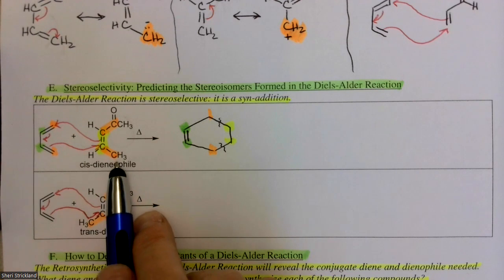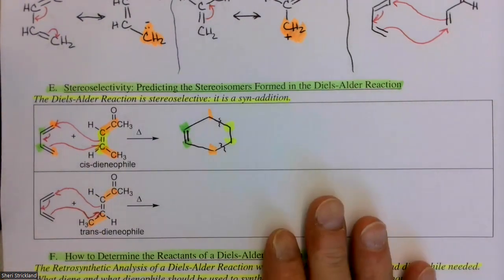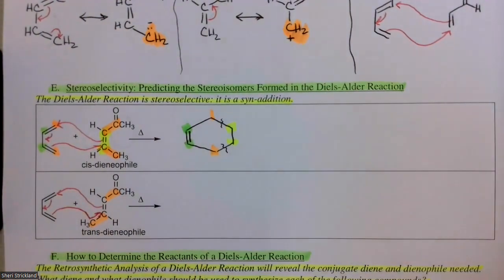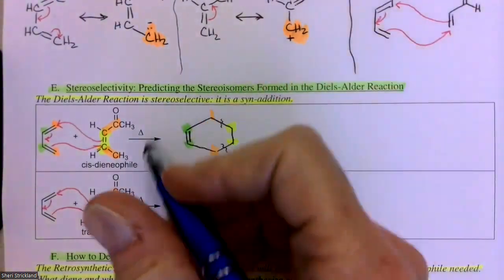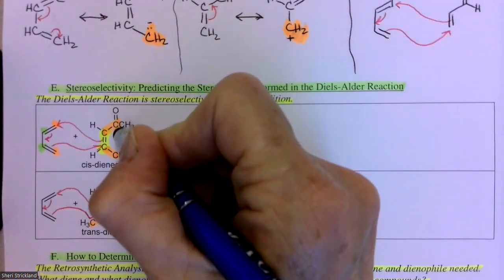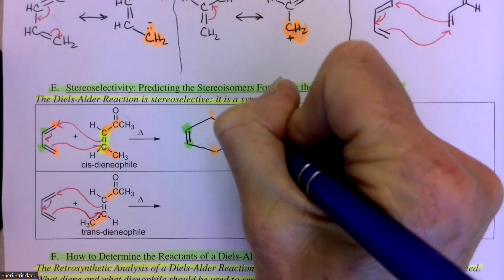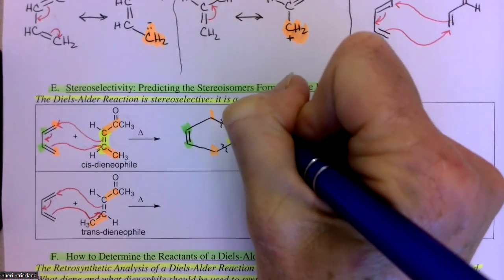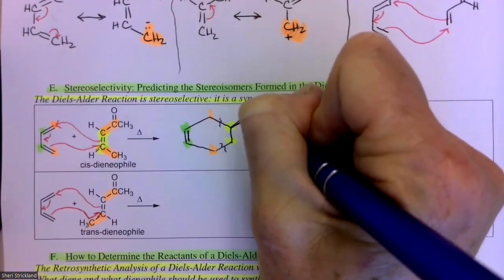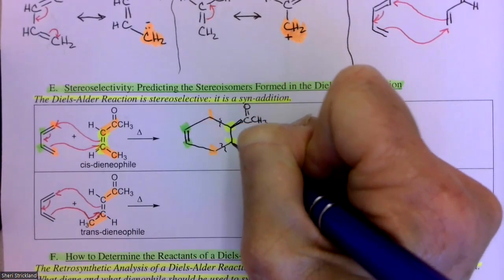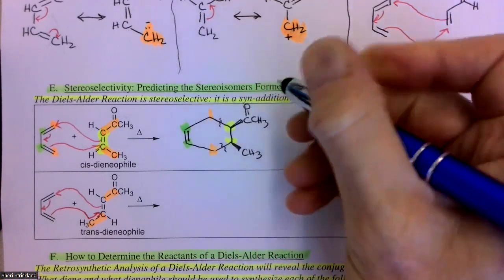When you get the syn addition, this piece is either going to come and hover over the diene or go under it. So if it goes over it, then that means that these two things on the right will be pushed up. So we've got this and this going up. Now you can draw the hydrogens in if you wish, and they would just be on down bonds.